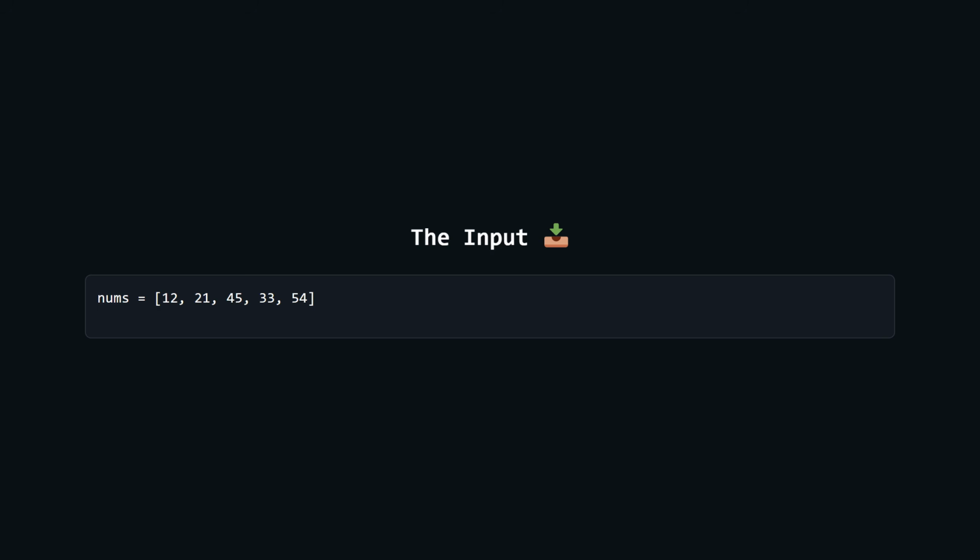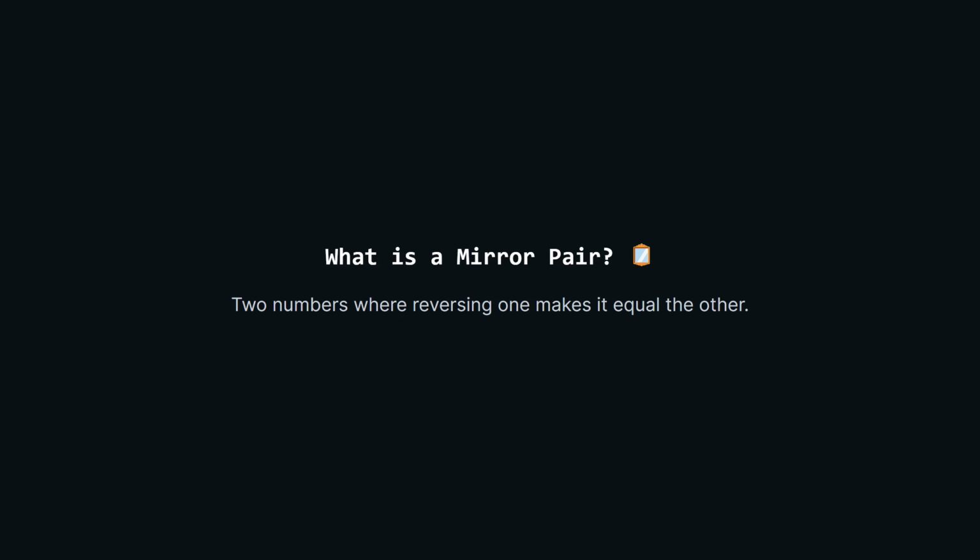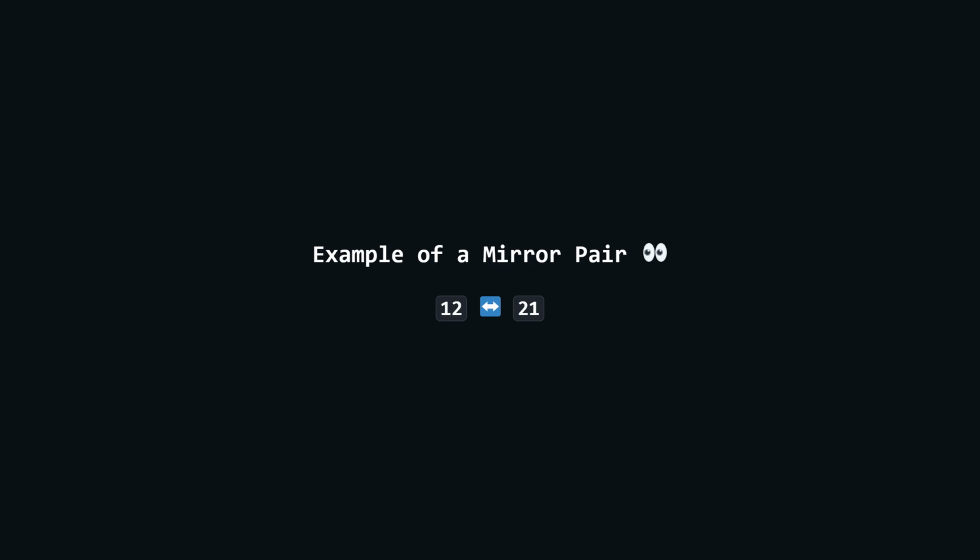We are given a list of whole numbers, which the problem simply calls nums. Our main goal is to find what the problem calls a mirror pair inside this list. A mirror pair is just two numbers in our list, where the first number, if you read it backwards, exactly equals the second number. For example, 12 and 21 form a mirror pair, because 12 written backwards is 21.